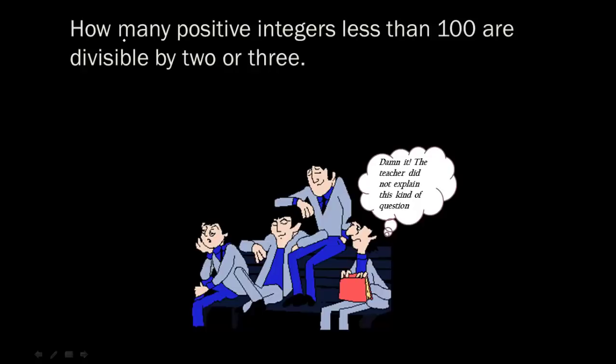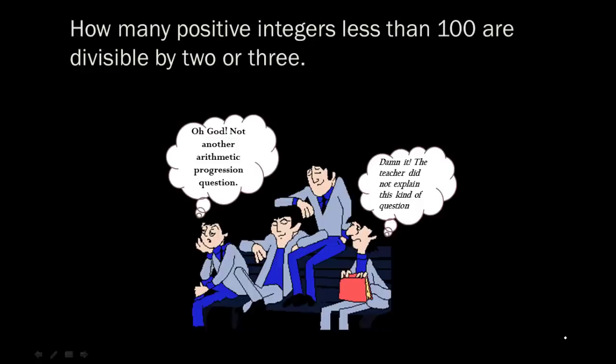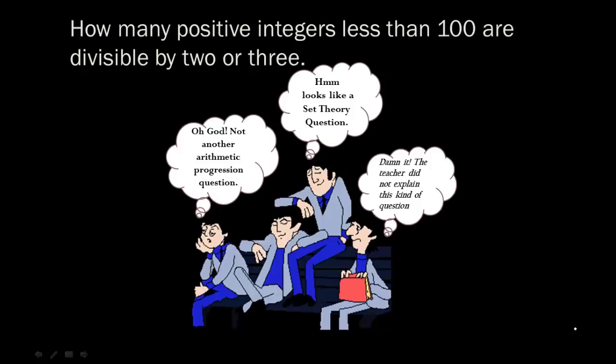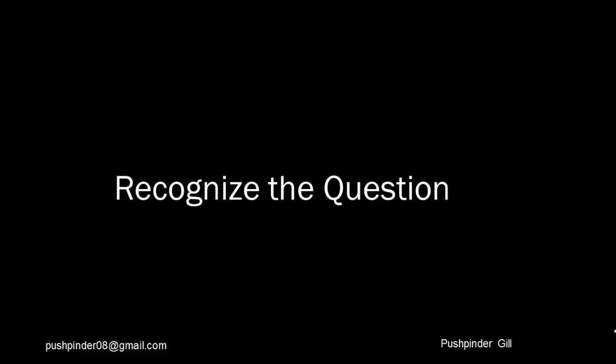Some would be thinking arithmetic progression, but if you do this question using arithmetic progression, it is going to take a little bit more time than if you use set theory. So first, you need to recognize the question. Once you recognize that it's from set theory, then half of your job is already done. Then you just need to follow a structural approach which will help you to solve the question.